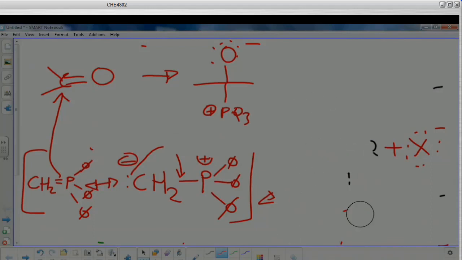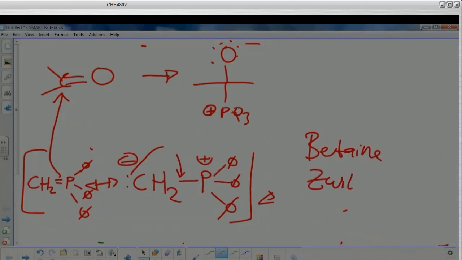So we wanted to form what we call a betaine. This is a betaine. A betaine is a zwitterion, or a species with opposite charges that are not adjacent. This is a betaine or a zwitterion. A zwitterion differs from an ylide in the sense that in the case of the ylide, the opposite charges are on adjacent atoms. So when you go further here, there must be a rotation.